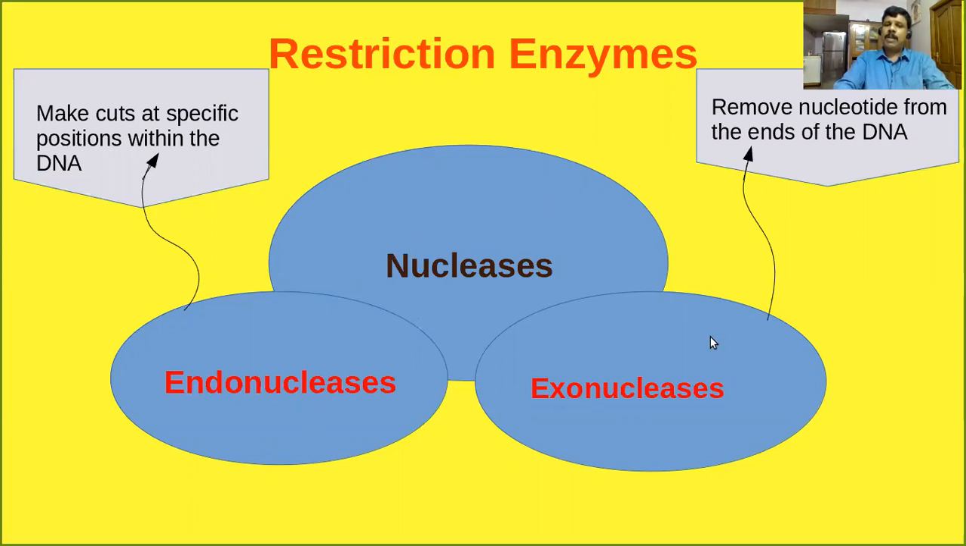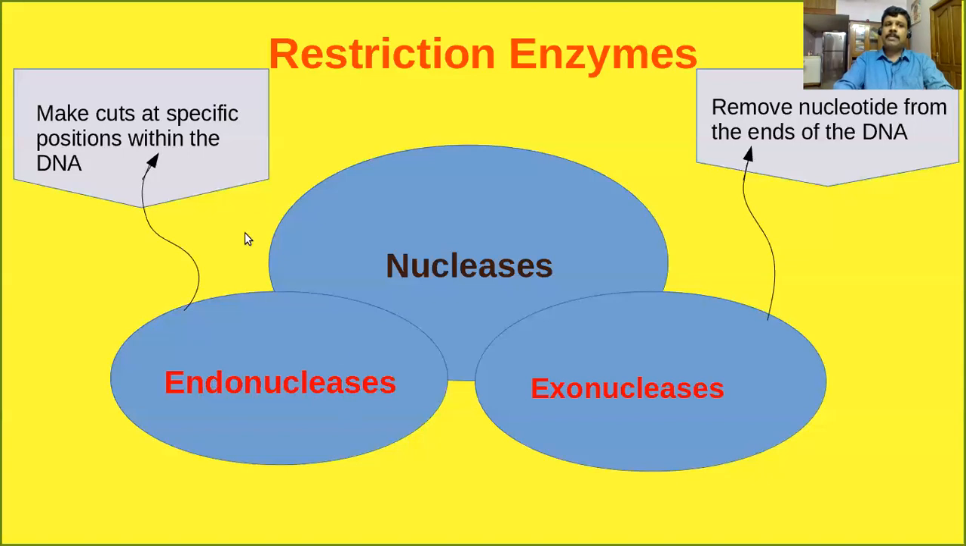Exonucleases are commonly used for removal of nucleotides from the end of the DNA. That means the exonuclease should not cut both of the strands of the DNA. It should only remove the nucleotides from the end of the DNA. Is that clear?